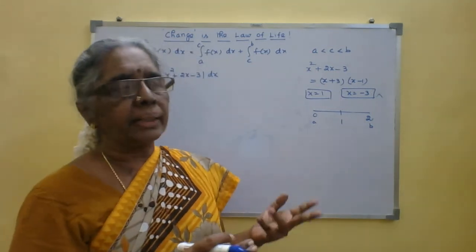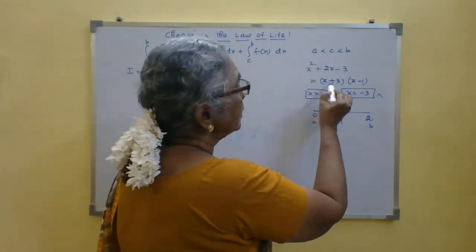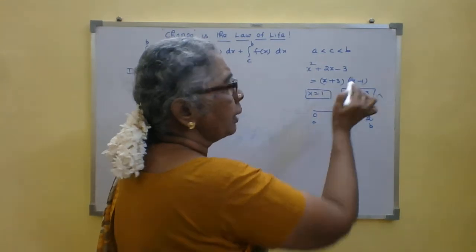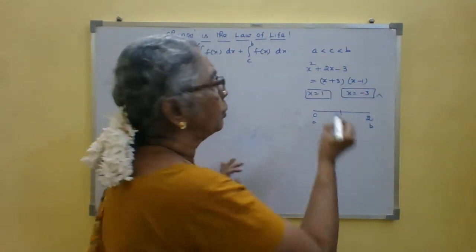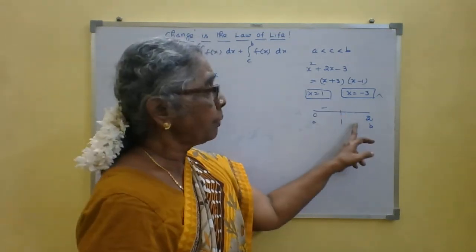For example, I can take 1 by 2. When I take 1 by 2, this will be positive and this will be negative. So the product will be negative. So note here, you will get a negation. Okay. Come to this one.